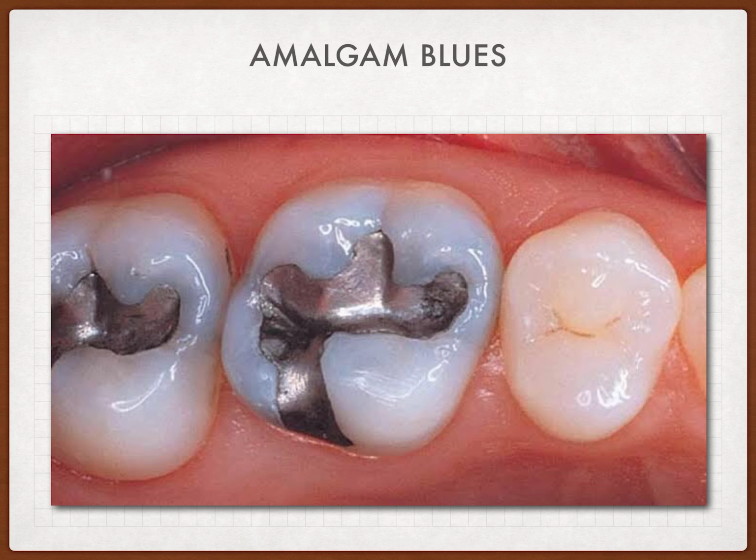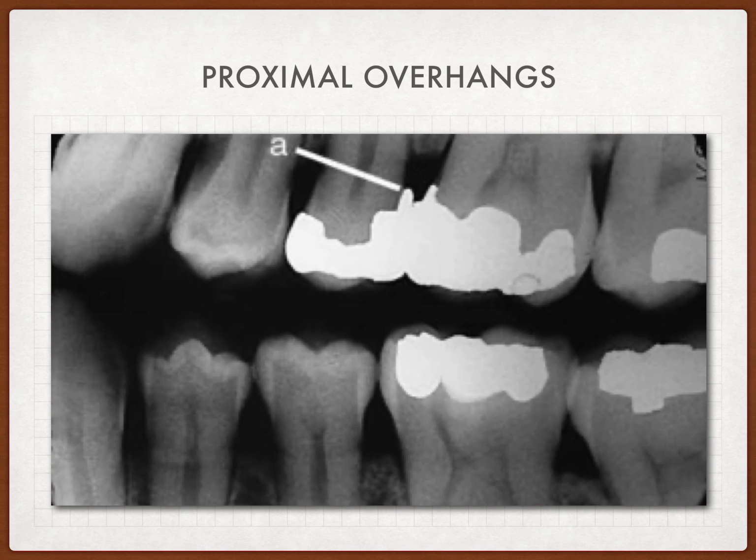The first defect that is possibly present is called amalgam blues. Amalgam blues are discolorations that are present when the corrosion products of the amalgam leach into the tooth structure. This is not a thing that needs a retreatment procedure, but if there is an aesthetic concern, you can retreat it.